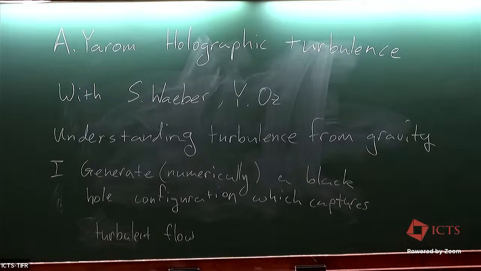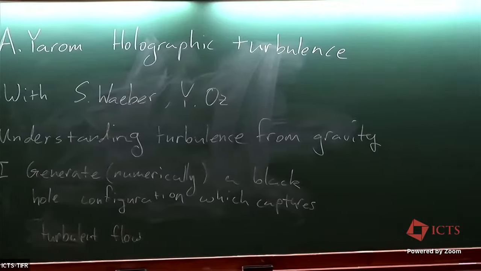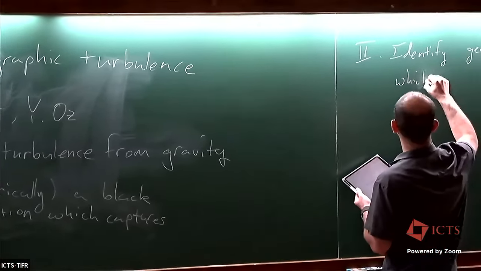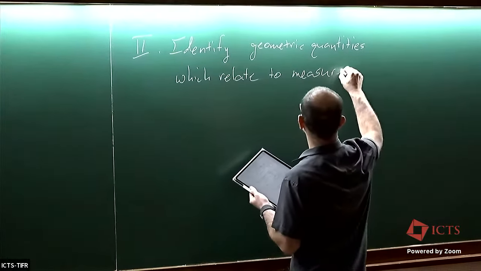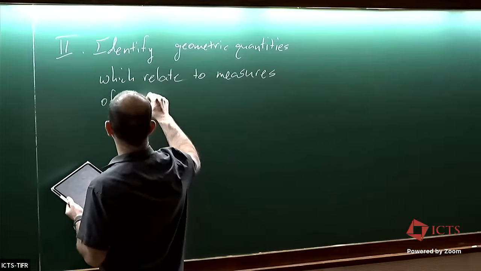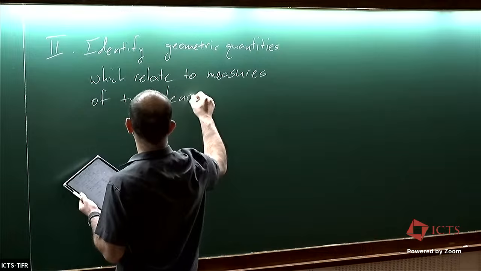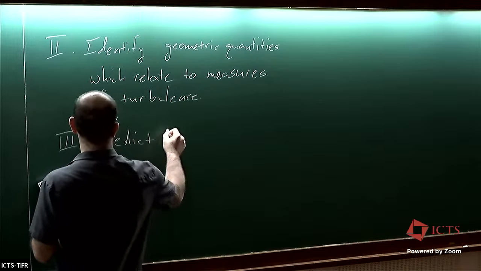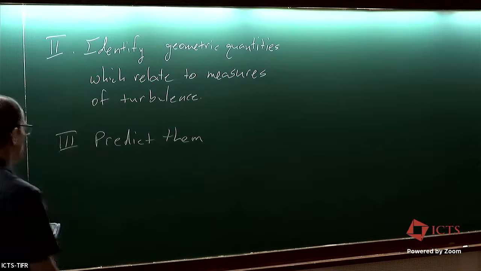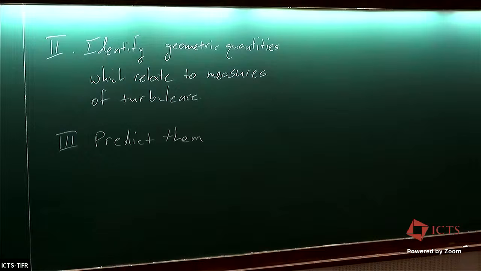The second part is to try and identify geometric quantities which relate to turbulence. And then try to use gravity to predict them, or maybe say something about them that we don't know.